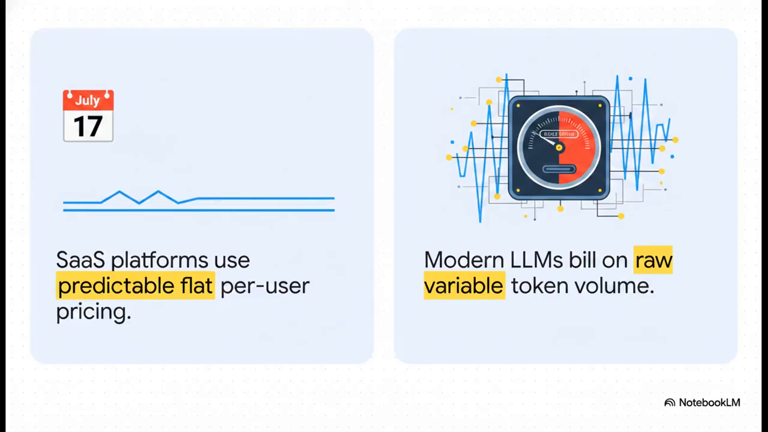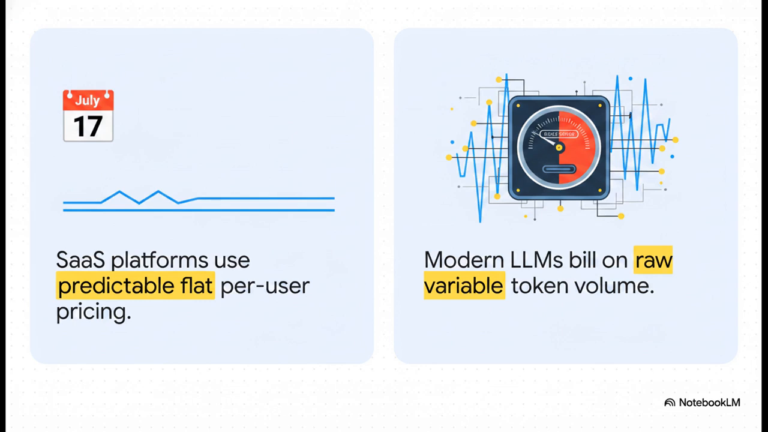To really get to the root of this problem, we have to look at the massive shift in how software is billed these days. For years, right, we've been totally conditioned by the traditional software as a service, or SaaS model. It's comfortable, it's predictable. You pay a flat per-user fee, and boom, you know exactly what your operational expense will be at the end of the month. But state-of-the-art large language models, they throw that entirely out the window.